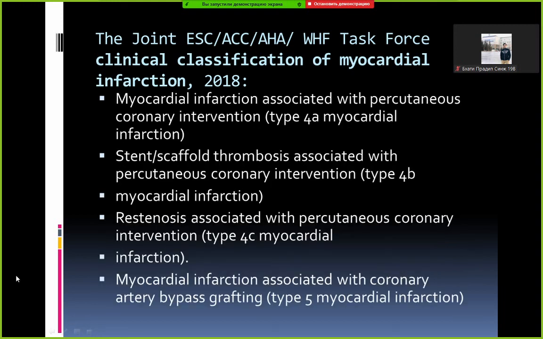Type 4. Myocardial infarction associated with percutaneous coronary intervention. Stent, scaffold thrombosis associated with percutaneous coronary intervention will be type 4B myocardial infarction. Restenosis associated with percutaneous coronary intervention is type 4C myocardial infarction, and the fifth type is myocardial infarction associated with coronary artery bypass grafting.